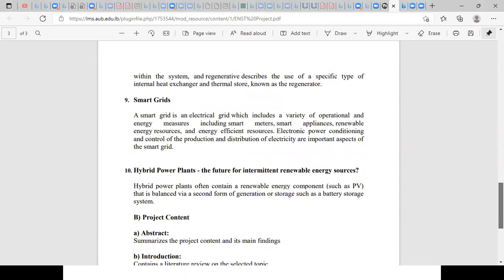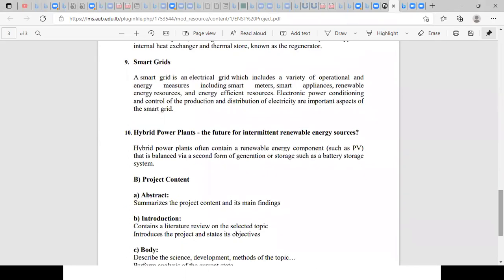Also, another possible topic is smart grids. Smart grids are also a very original topic that is under continuous development, and especially in developed countries, it has reached a high level of development. So a smart grid consists of an electrical grid which includes a variety of operational and energy measures, including smart meters, smart appliances, renewable energy resources, and energy efficient resources.